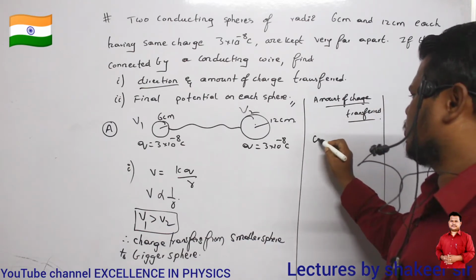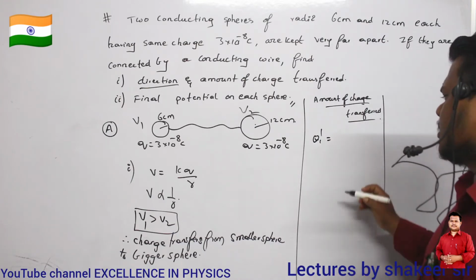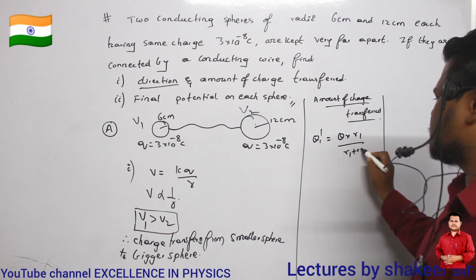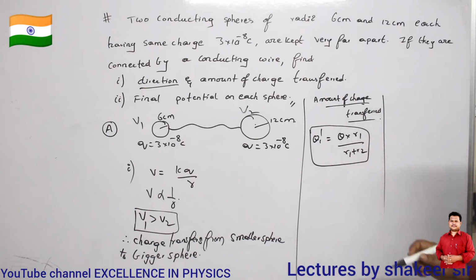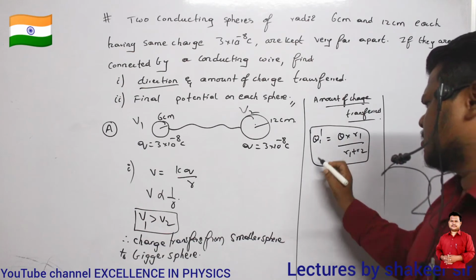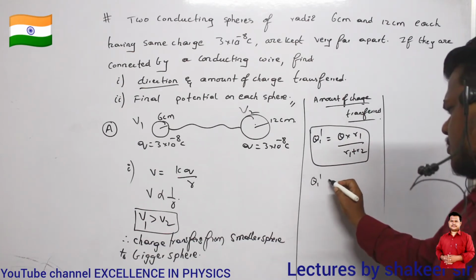For example, Q1 dash. What is the formula for Q1 dash? The formula for Q1 dash is total charge multiplied by R1 divided by R1 plus R2. Do you remember this relation? Q1 dash is equal to Q into R1 divided by R1 plus R2. Just use this relation. So what is Q1 dash? The final charge present on the first sphere.